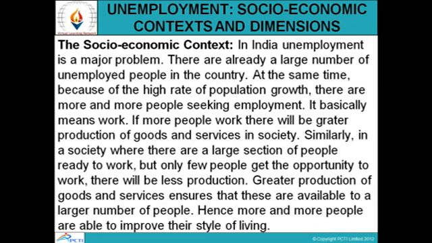Employment basically means work, and if more people work, there will be greater production of goods and services in society. Similarly, in a society where there is a large section of people ready to work but only few get the opportunity to work, there will be less production. Greater productivity of goods and services ensures that these are available to a large number of people. Hence, more and more people are able to improve their style of living.